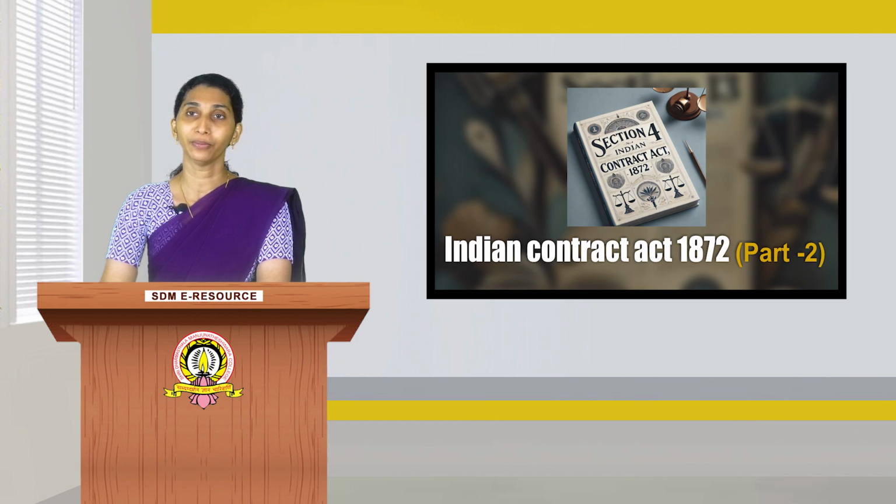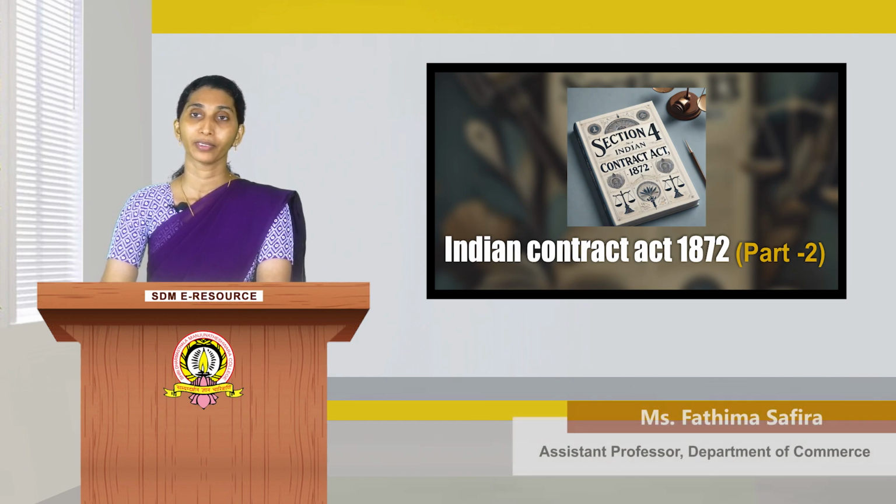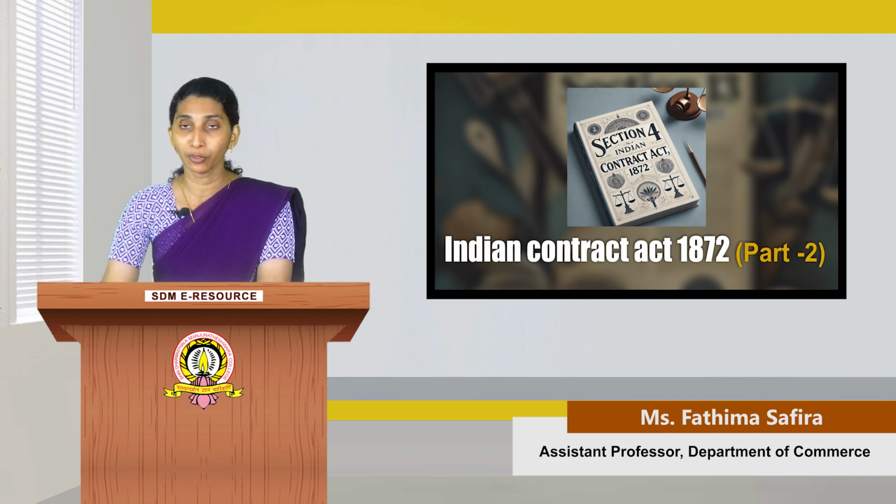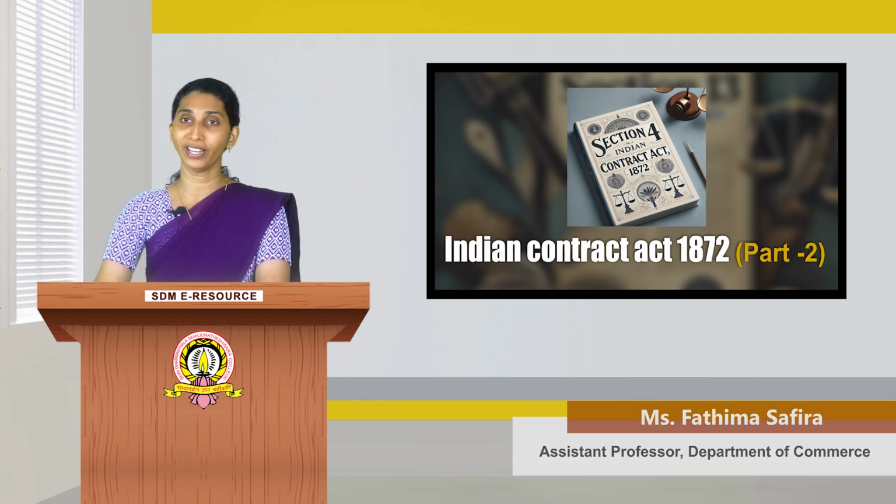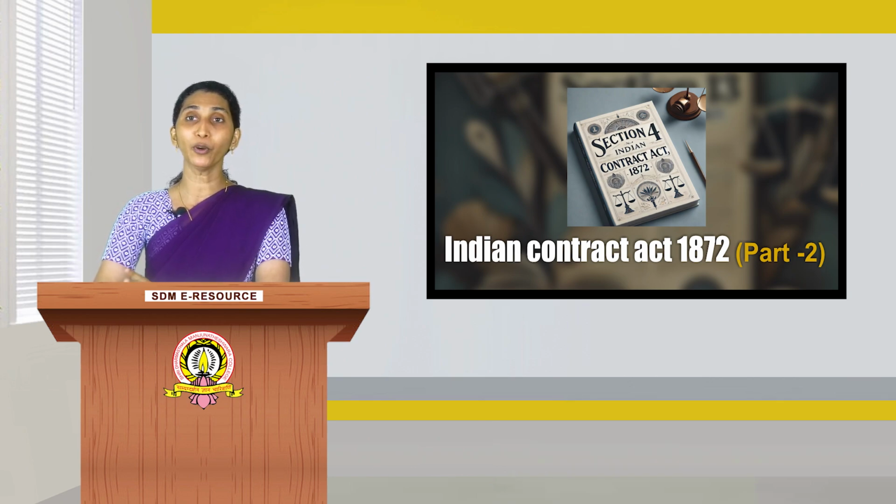So let us continue from the last class. I was speaking about the essentials of a valid contract. The 7th point is about legality of the object.